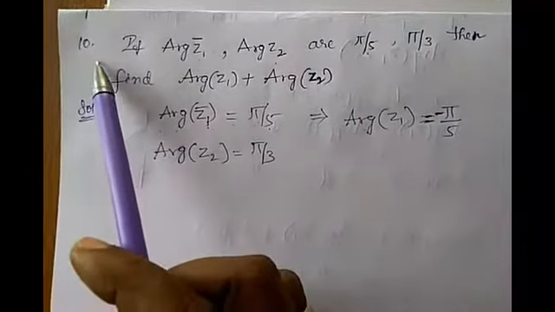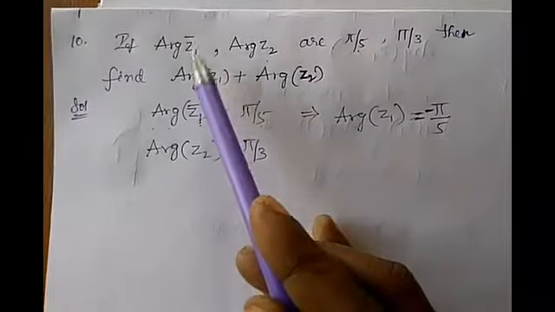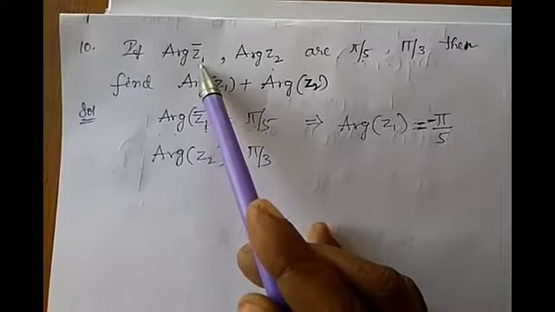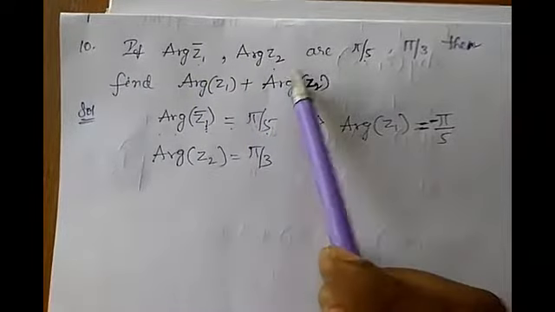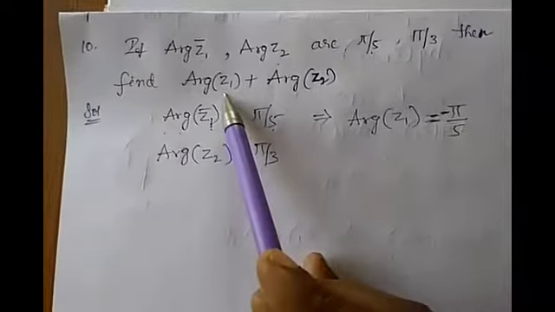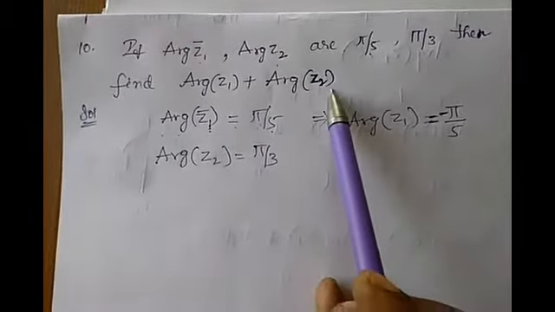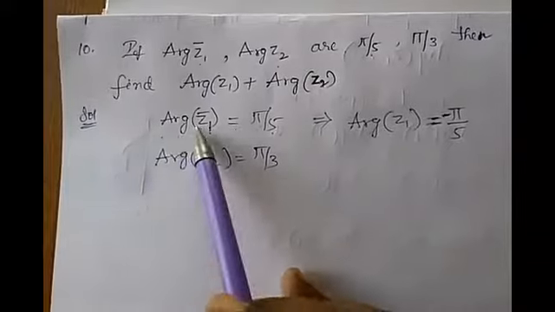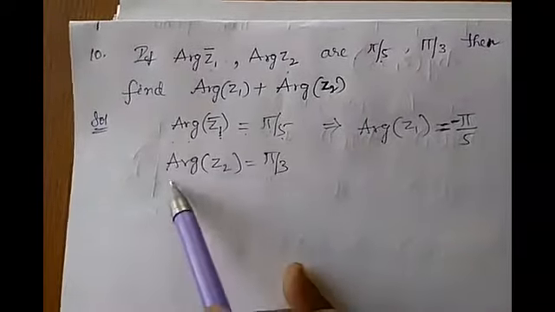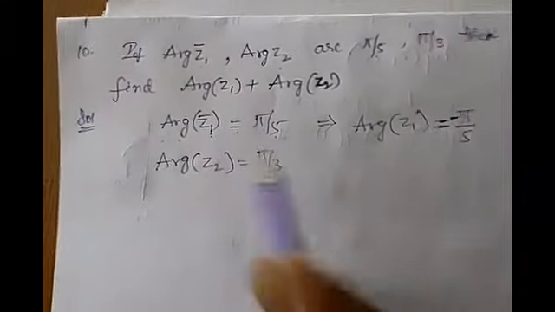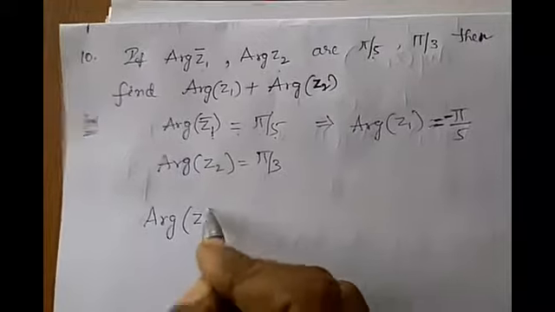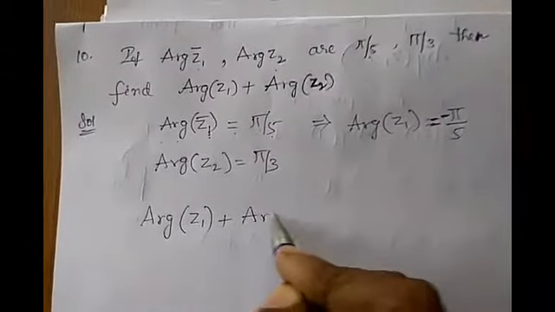VSAQ's 10th problem. If the argument of Z1 bar, that means the conjugate of Z1, and the argument of Z2 are pi by 5 and pi by 3, then find the argument of Z1 plus the argument of Z2. First write the given information. Argument of Z1 bar equal to pi by 5 and argument of Z2 equal to pi by 3. What we have to find? Argument of Z1 plus argument of Z2.